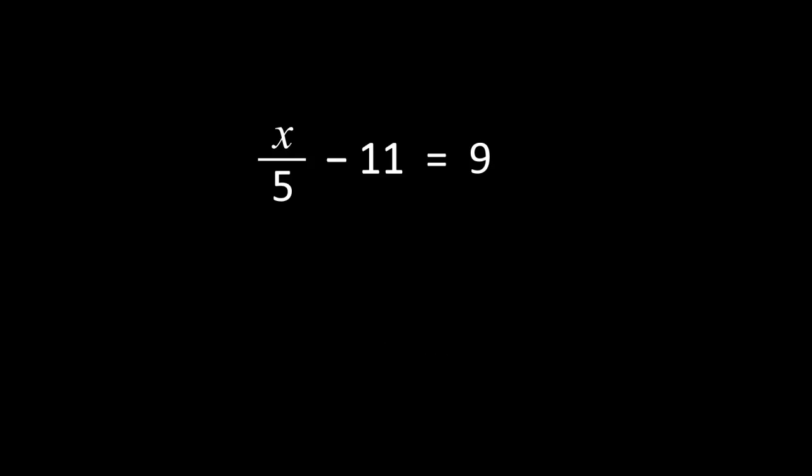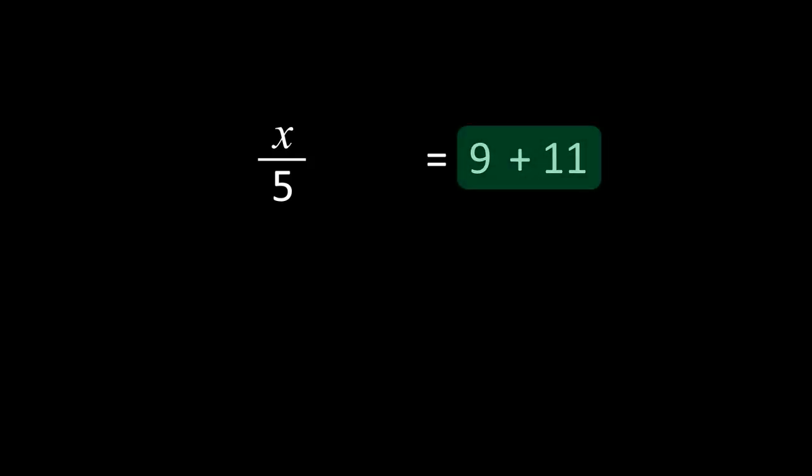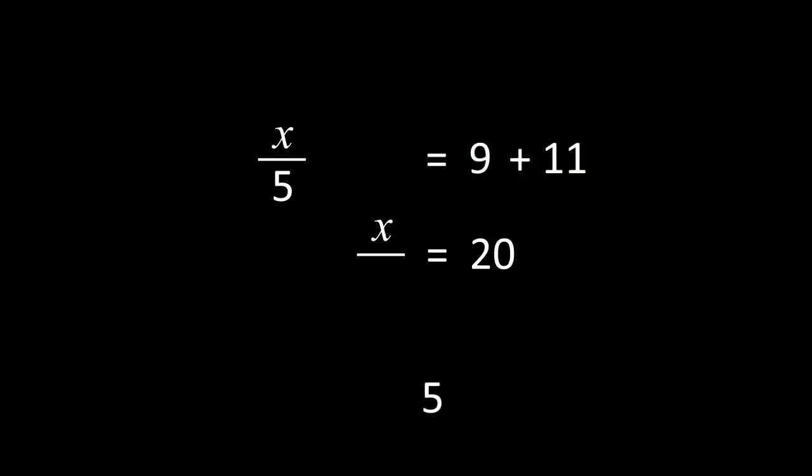Okay, which do we move first? Minus 11 or divide by 5? Exactly, minus 11. It's going to go over there and do the opposite, plus 11. After we've moved something, what do we do? We have a tidy up. 9 plus 11, 20. Have we got x on its own? No, there's a divide by 5. We're going to move the divide by 5, and it changes to do the opposite, which means that it turns into a multiply by 5. So x in this case is 100.